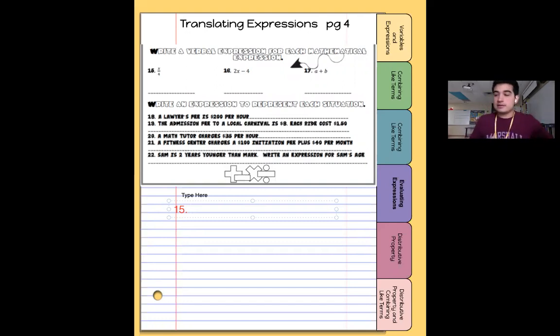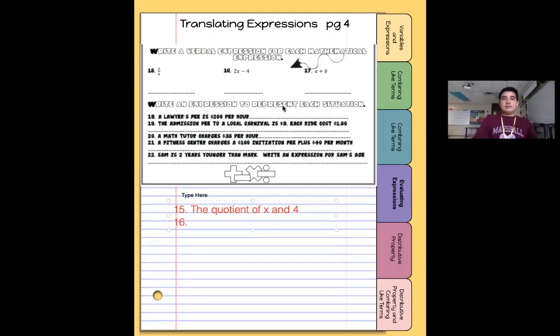But what I would say is the quotient, because remember, quotient means division. The quotient of x, right? X is on top, and 4, right? So the quotient of x and 4. That's it. That's really all you got to write.